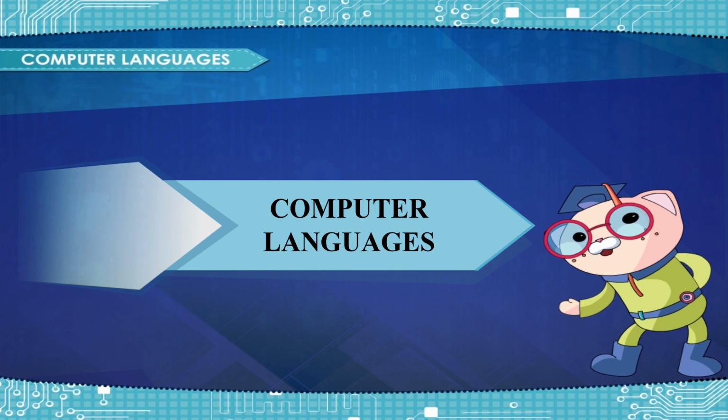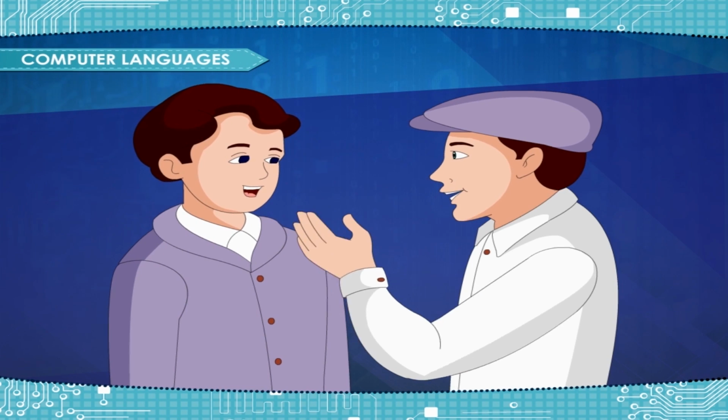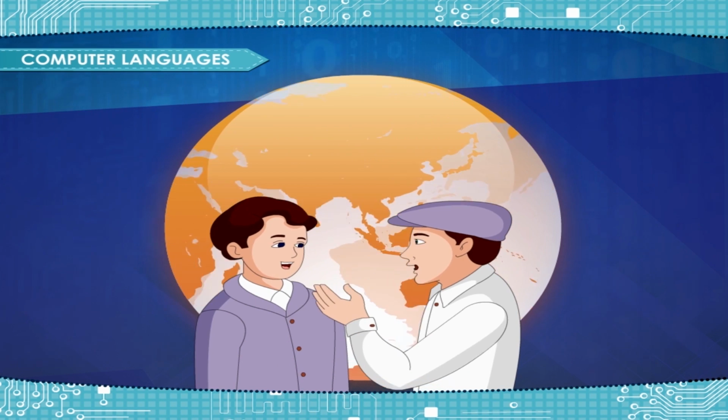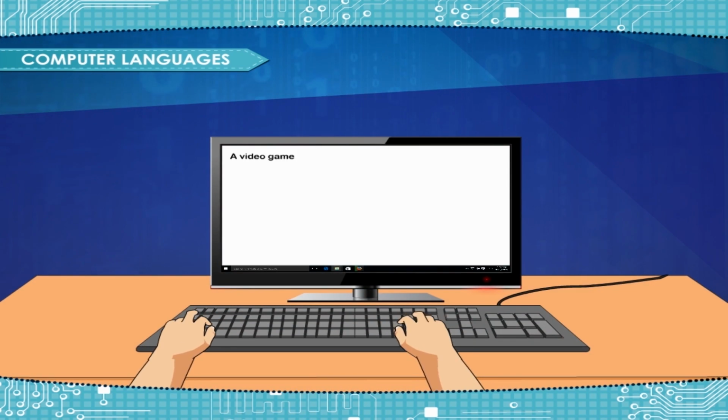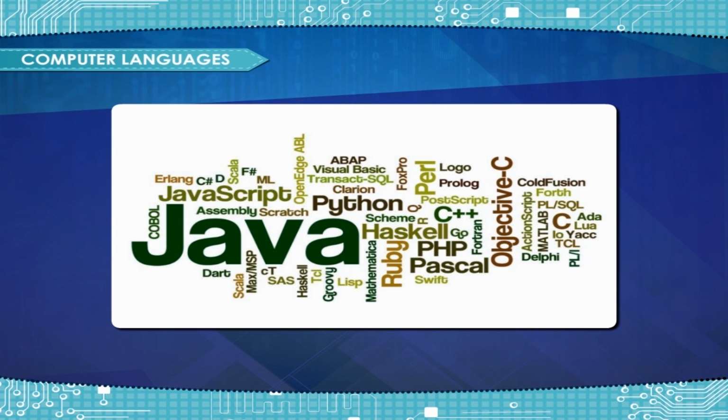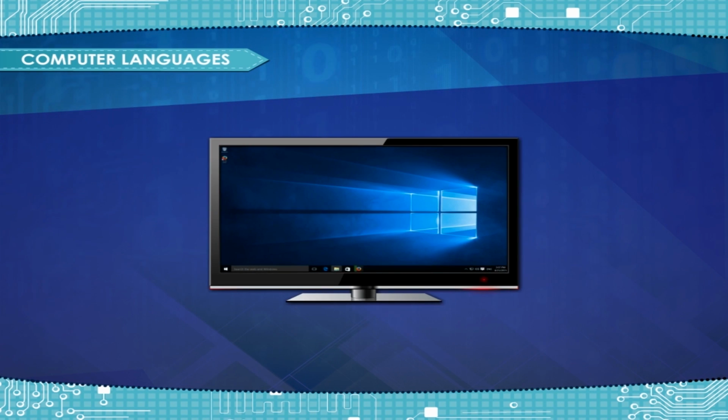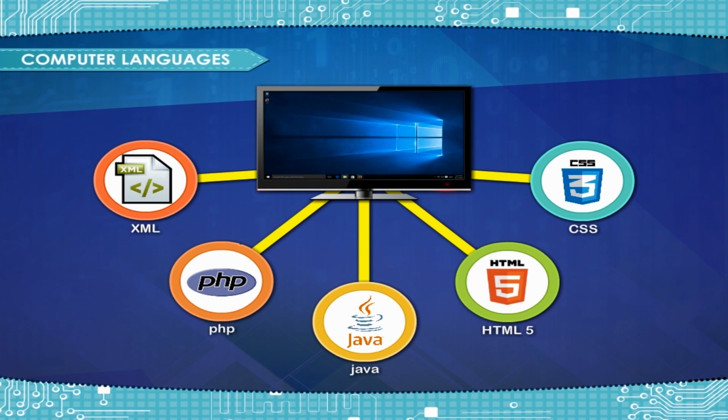Computer languages. Humans use language to communicate, and different regions have different languages. Computers also have their own languages. The term computer language includes a wide variety of languages used to communicate with computers. Different kinds of languages have been developed to perform different types of work on the computer.